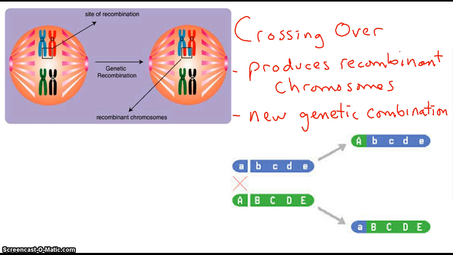If you look at the bottom right here, in this case, we can see now the uppercase A is now associated with the lowercase b, c, d, e, and vice versa on the other one. So we've created new chromosomes that can be passed on to the offspring that weren't available before. This is the first way that meiosis increases genetic diversity in a population, by crossing over and creating new recombinant chromosomes.